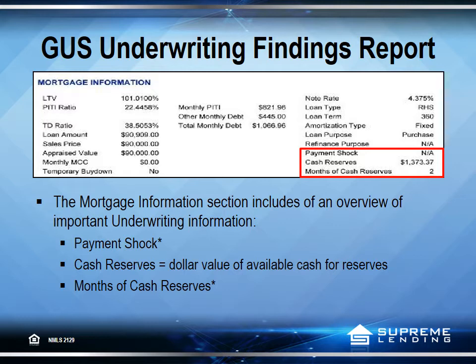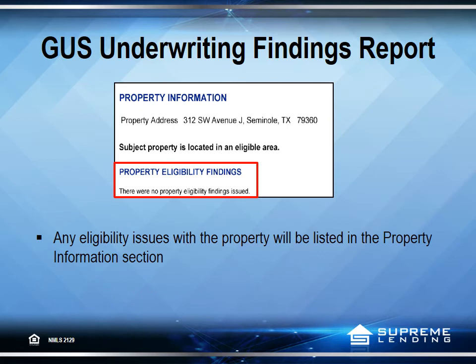The final portion of the mortgage information section includes payment shock, cash reserves, and months of cash reserves. Please be sure to pay close attention to the payment shock and months of cash reserves. Any eligibility issues with the property will be located in the property information section. You'll see property eligibility findings here.